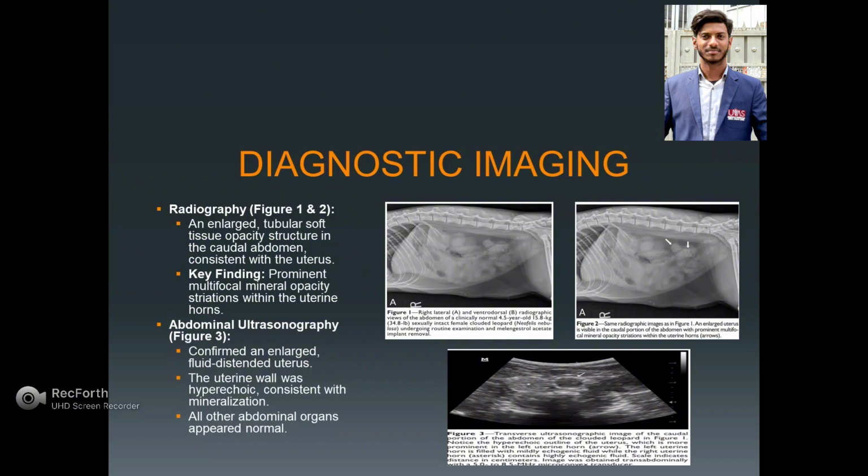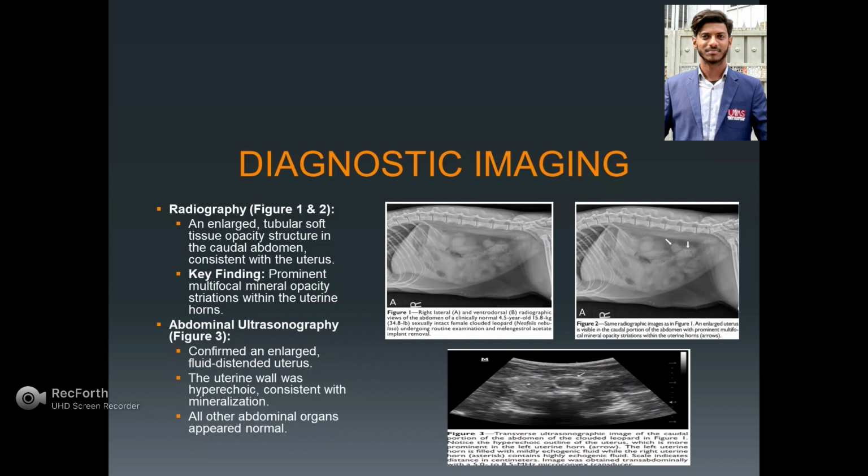Then draw attention to the most critical finding. Look at figure 2. The mineral opacity striations: explain that this looks like faint white lines within the uterus. Soft tissue should not be mineralized. This is a clear sign of pathology.